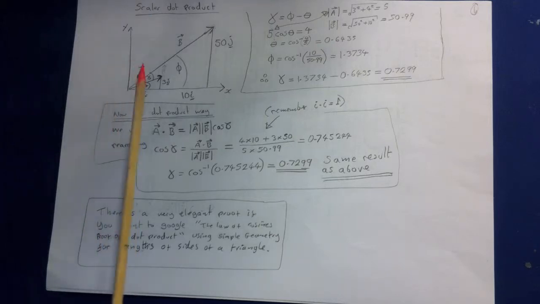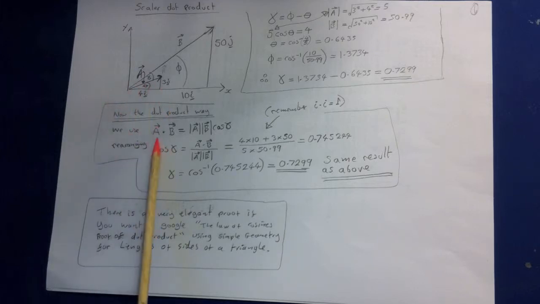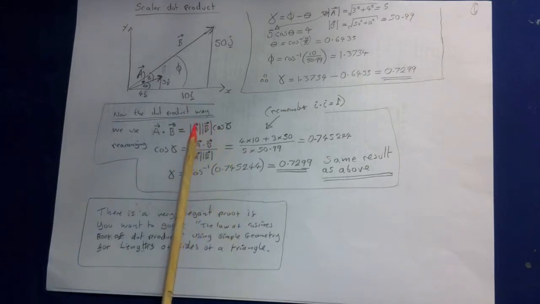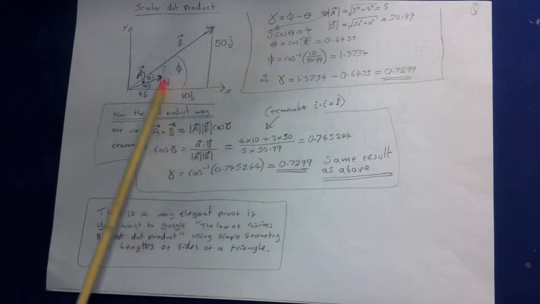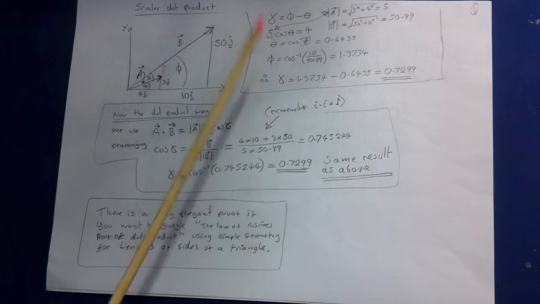What I'm going to do first is show you how we get to this equation here. This equation says a dot b equals the magnitude of a times the magnitude of b times the cosine of the angle between these two. First of all, I can show you that we can get the angle between these two vectors purely from a geometrical point of view.